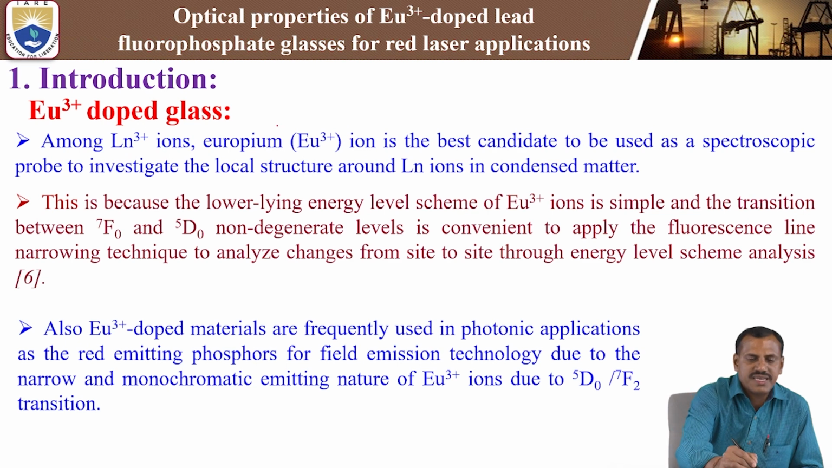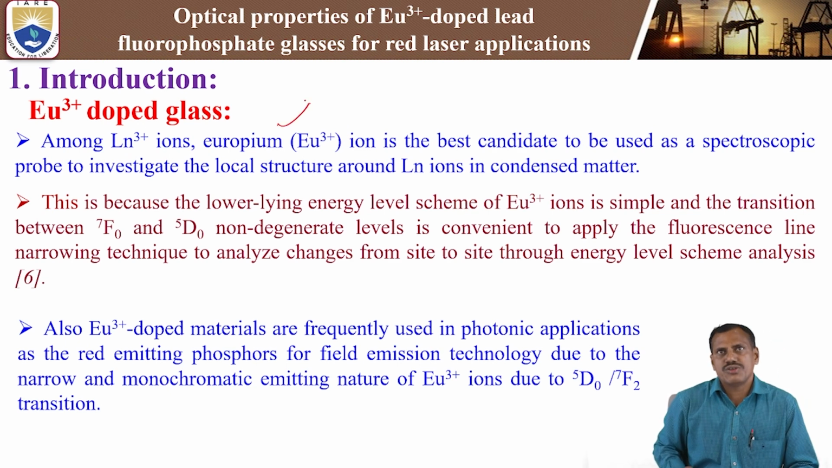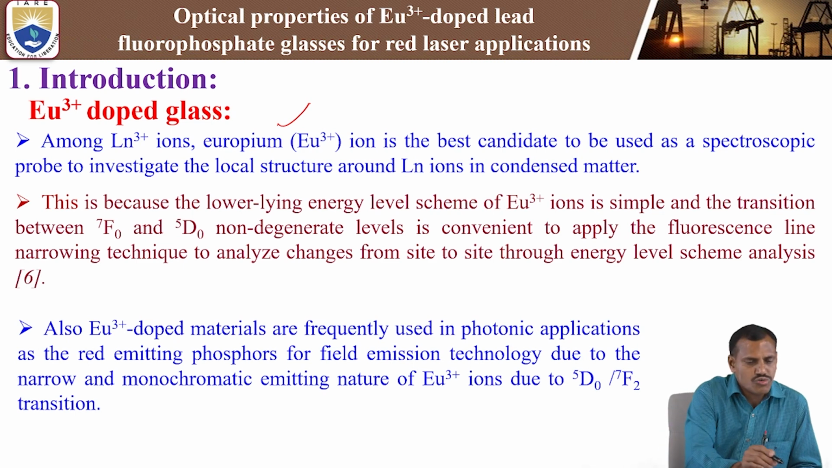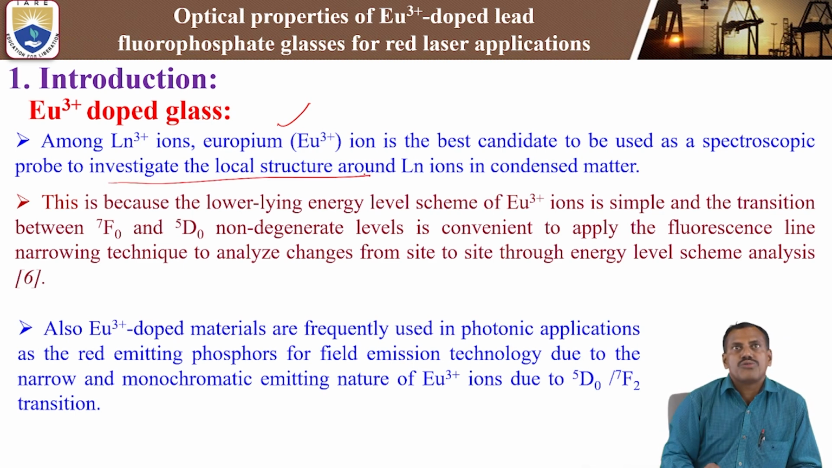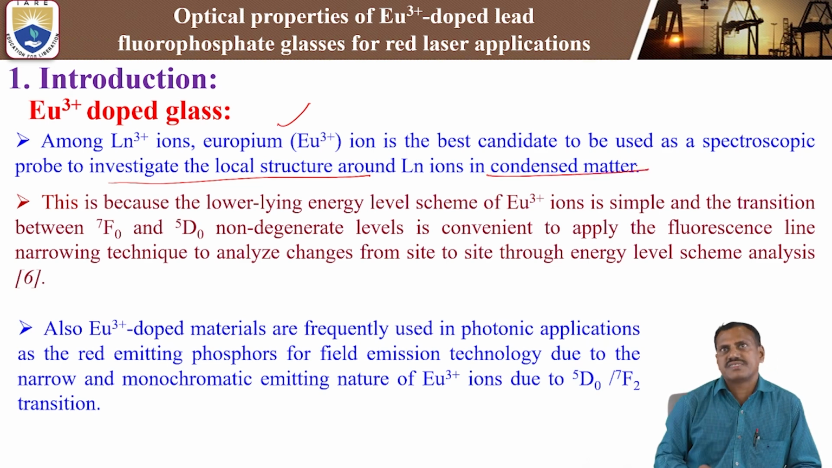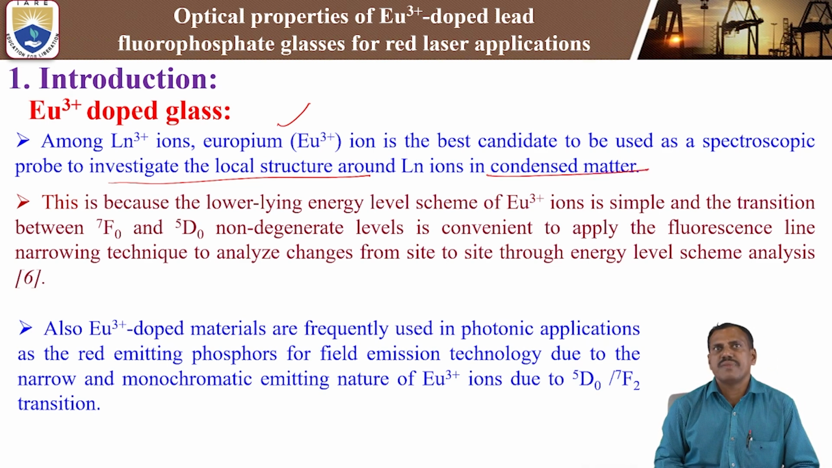Among the 14 lanthanide ions, europium 3+ is one of the best candidates to be used as a spectroscopic probe to investigate the local structure around lanthanide ions in condensed matter physics.